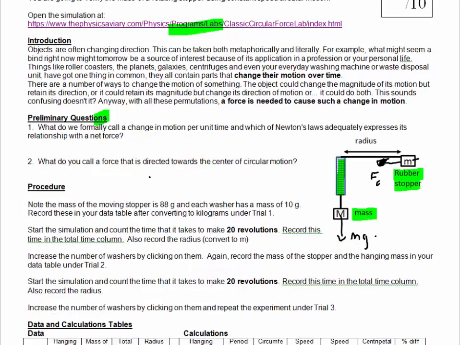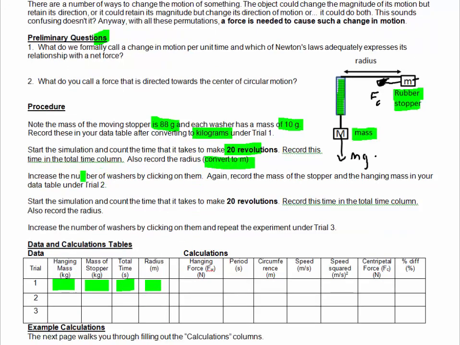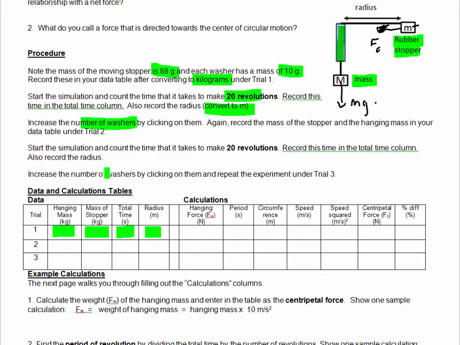So let's hop back to the lab, and what you can see is we have the mass of the stopper and these masses. Please convert them to kilograms, and record them right down here. The hanging mass, that's the mass of the washers, and the mass of the stopper. You're going to count the time it takes to do 20 revolutions, and record that right here. And you're going to record the radius, and please do convert the radius to meters. And you're going to increase the number of washers, and you're going to actually do this 3 times. So increase the washers, runs 1, 2, and 3.